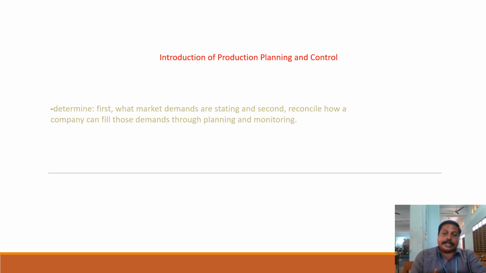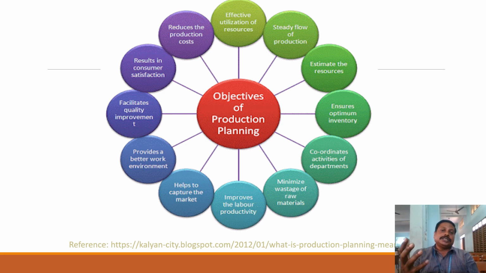And the third one is monitoring and controlling the workflow in order to meet the demand. In order to meet the demand, you should monitor the workflow inside the factory or manufacturing unit. So that's all about production planning and control. Next, this slide shows the objectives of production planning and control.